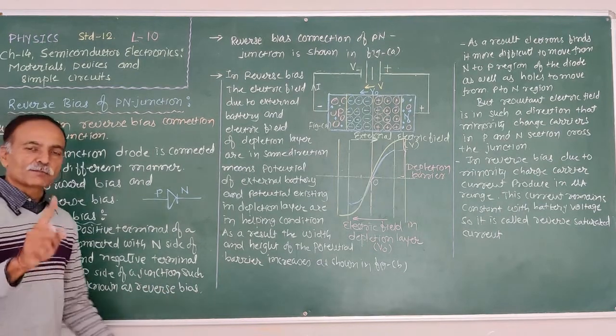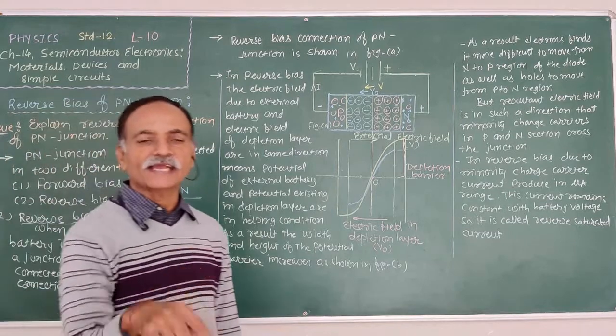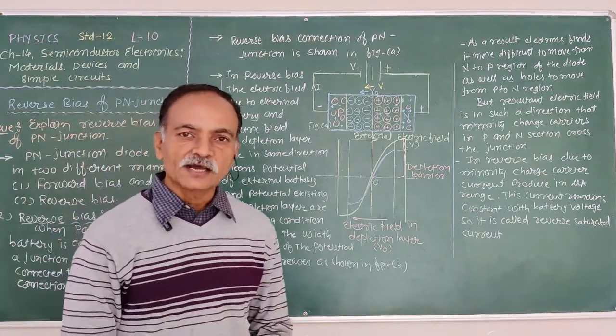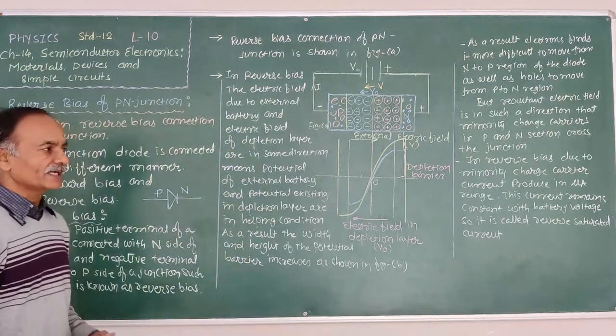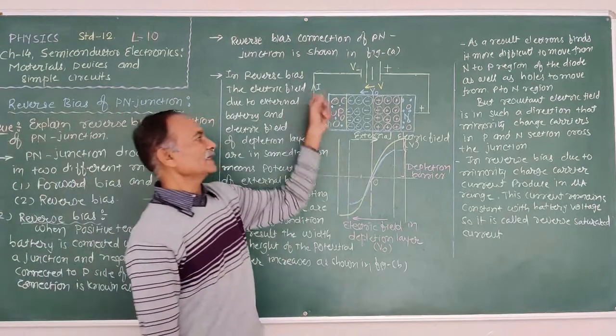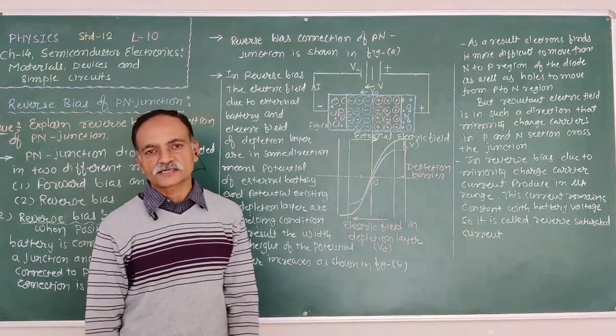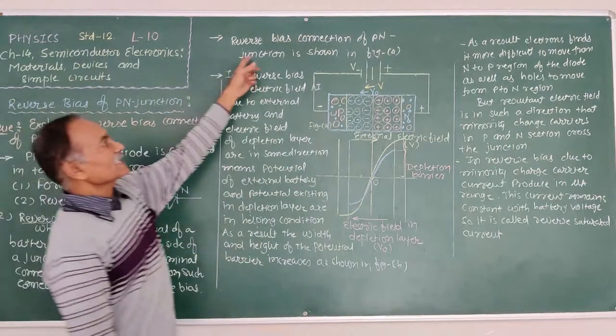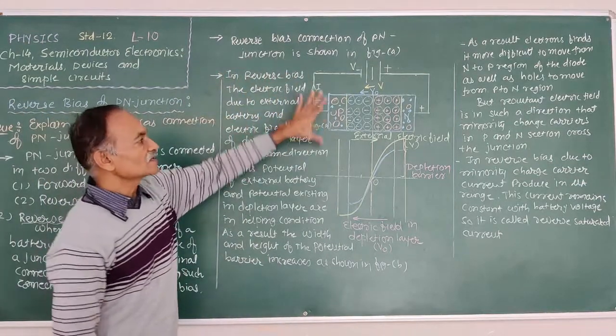In forward bias, positive is connected with P and negative is connected with the N side of a junction. While in reverse bias, the positive terminal of a battery is connected with N and the negative terminal is connected with the P side of a PN junction. So the reverse bias connection of the PN junction is shown in the figure.